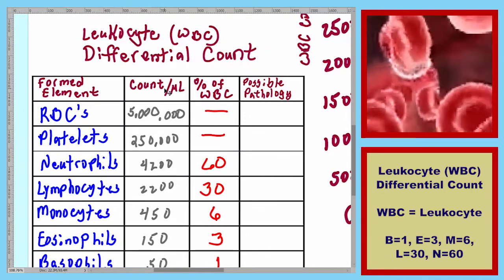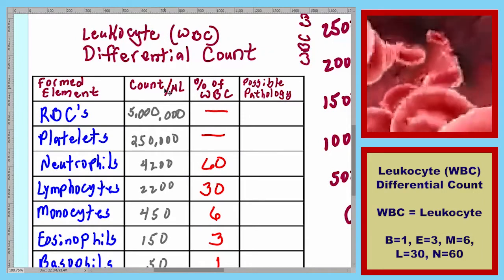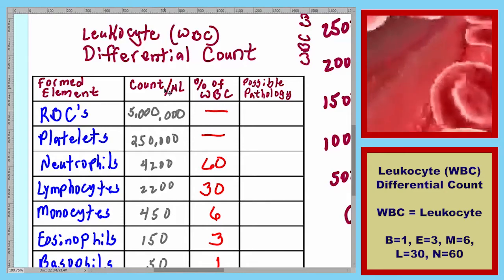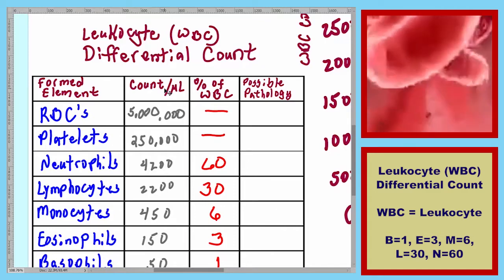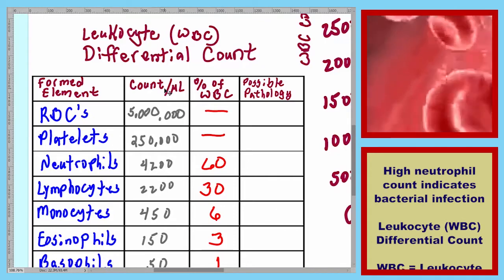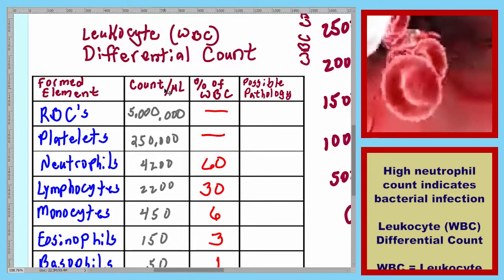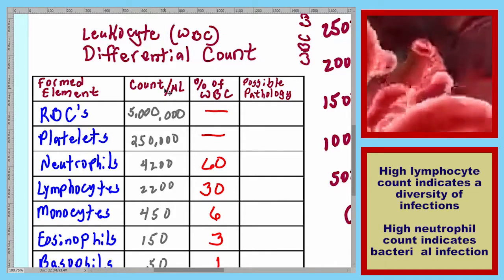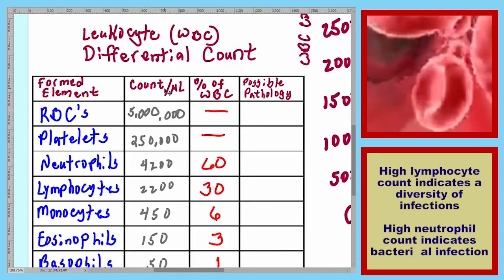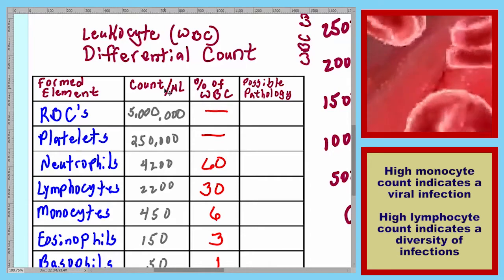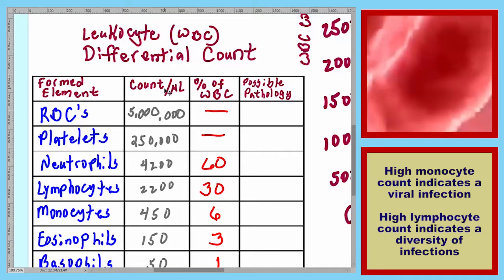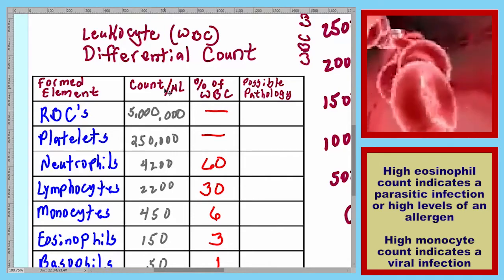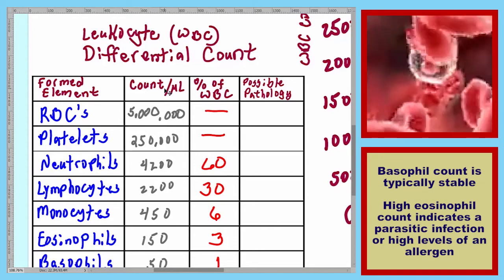In this last column, we're going to indicate what pathologies are indicated when these percentages vary from what is normal. If your neutrophil count is high, that is indicative of a bacterial infection. If your lymphocyte count is high, this is indicative of a variety of infections, so we can't really identify any one. If your monocyte count is high, this is indicative of a viral infection. If your eosinophil count is high, this is indicative of a parasitic infection or high levels of an allergen. And basophils are typically pretty stable, and so they don't vary a lot when you're doing differential counts. And so we're going to indicate those pathologies here.